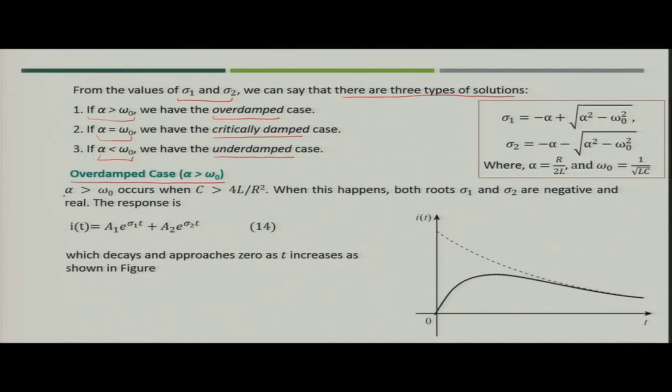Now, let us take the first case, when the system is overdamped, meaning alpha is greater than omega naught. Alpha greater than omega naught means the value of C is greater than 4L by R square. How did we get this? We just put in the values of alpha and omega naught, which we already have in our hand. If you put these values in the condition alpha greater than omega naught, you will find that this is the condition when the value of C is greater than 4L by R square.